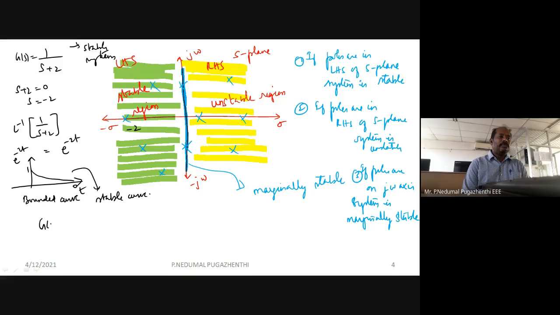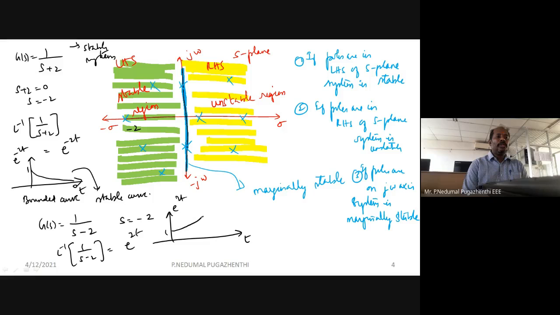The other thing goes the other way. What is that? If your system is G of s equal to 1 by s minus 2, and you take s equal to 2, and if you take the Laplace inverse of 1 by s minus 2, then obviously you will get e power 2t. If you draw between t and e power 2t, initially it is 1, and it exponentially increases, and it reaches the maximum value, infinite at infinity. So the problem is this is unstable, or unbounded. It is unbounded.